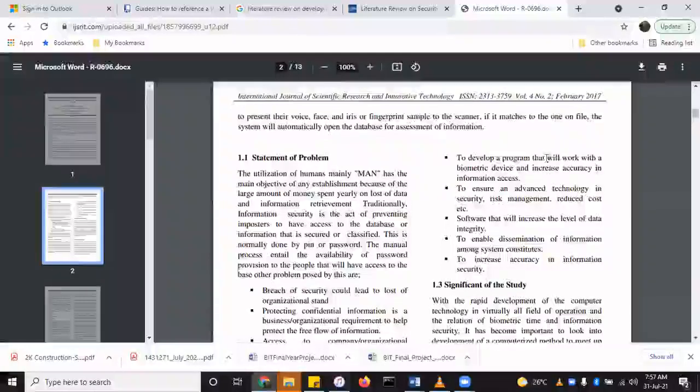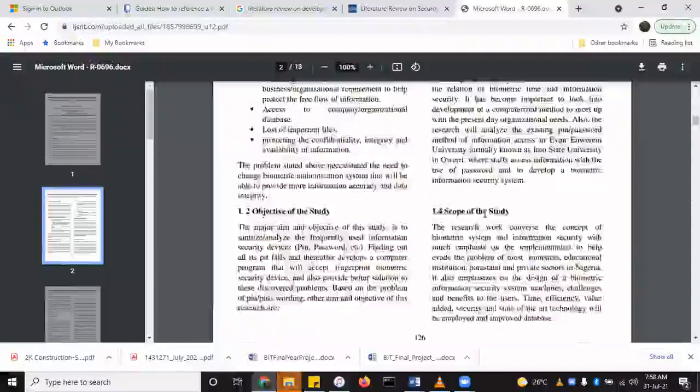So the development is what is gonna help with a number of these things here, or it's gonna help address the ensuring of advanced technology and security, making sure the software increases the level of integrity, as well as enable dissemination and information among system constituents, and also finally to increase accuracy. So once he has this developed, then all of this will literally automatically fall in place. Okay, so let's move on.